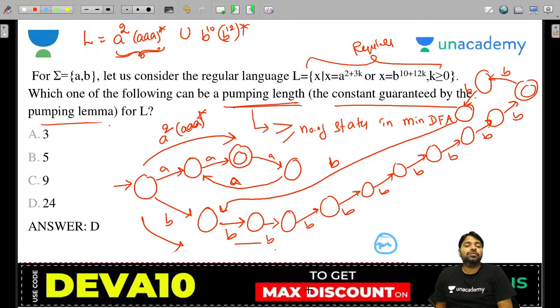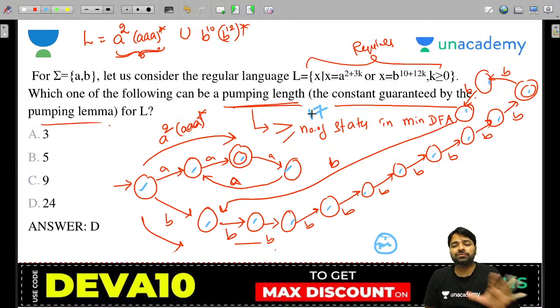So if you count the number of states, 1, 2, 3, 4, 5, 6, 7, 8, 9, 10, 11, 12, 13, 14, 15, 16, 17 states. 17. So 16 is enough, but that is the reason for greater than or equal to 16 or 17. Fine. So greater than or equal to 17 states, the answer is right.